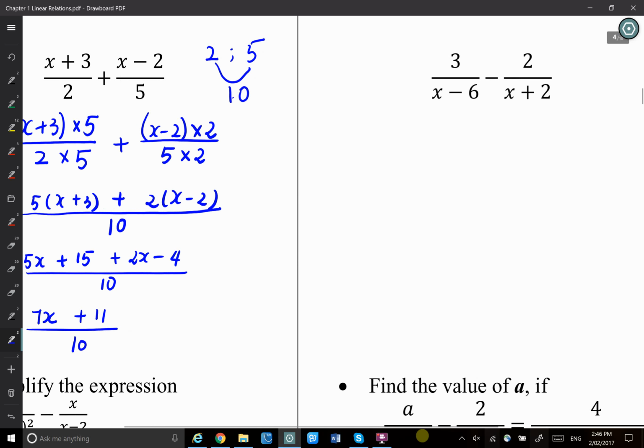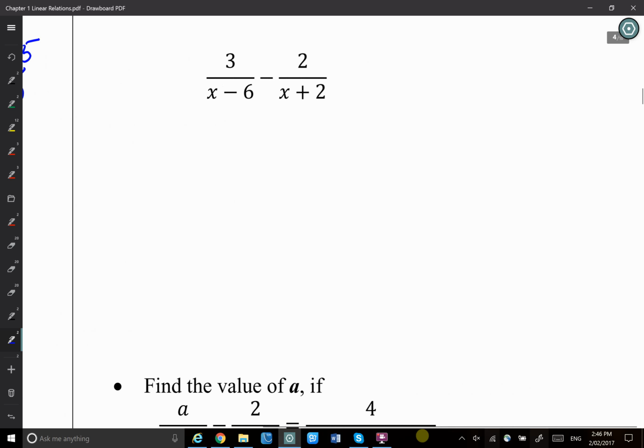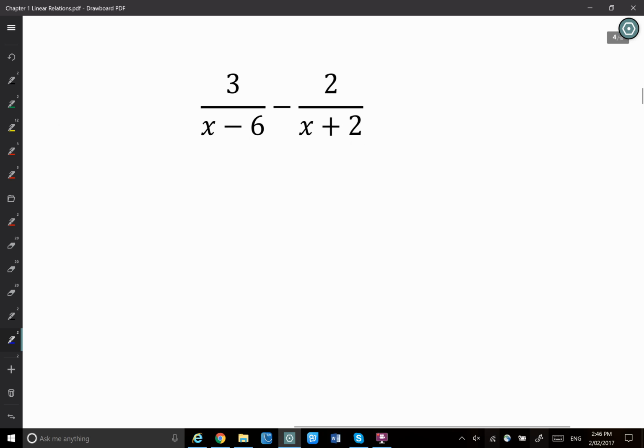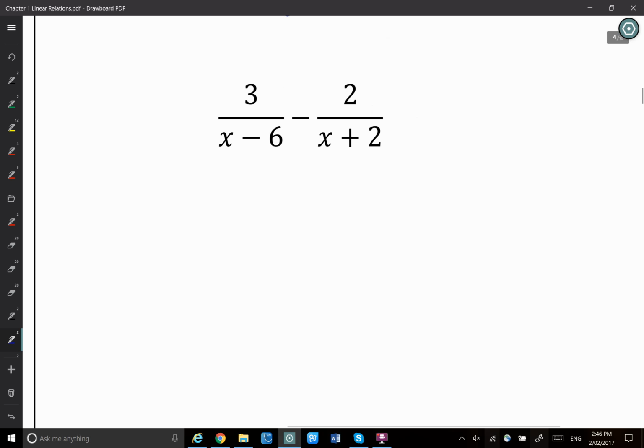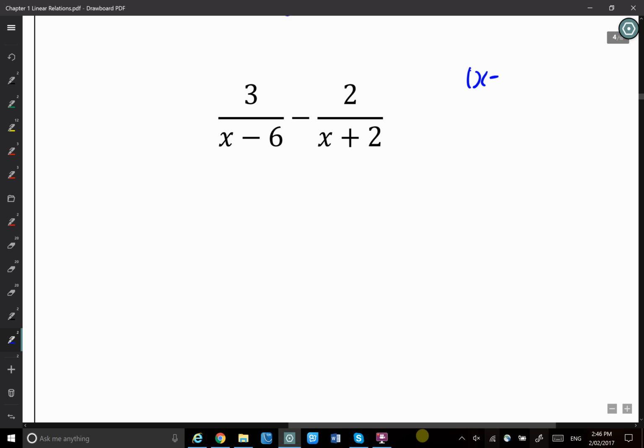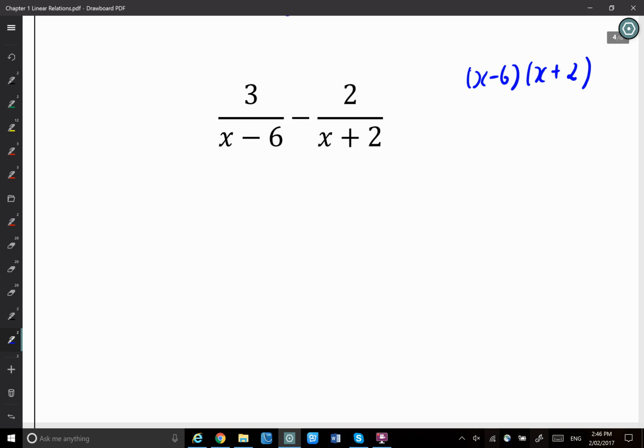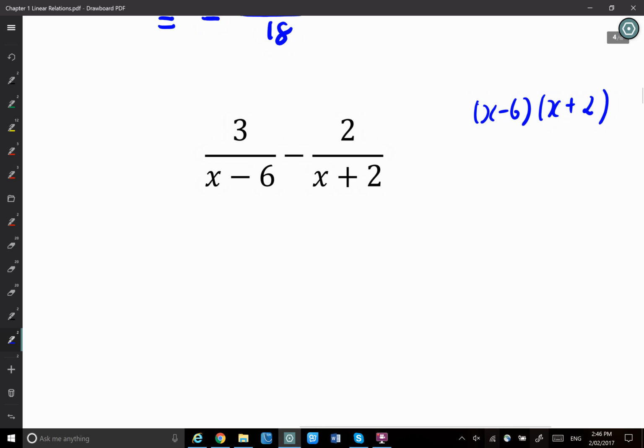Okay, next one. Next one we have x minus 6 and x plus 2 as the denominator. So x minus 6 and x plus 2. You just basically times them together. That's the lowest common denominator. Okay, you just need to times them together. That will become the lowest common denominator.